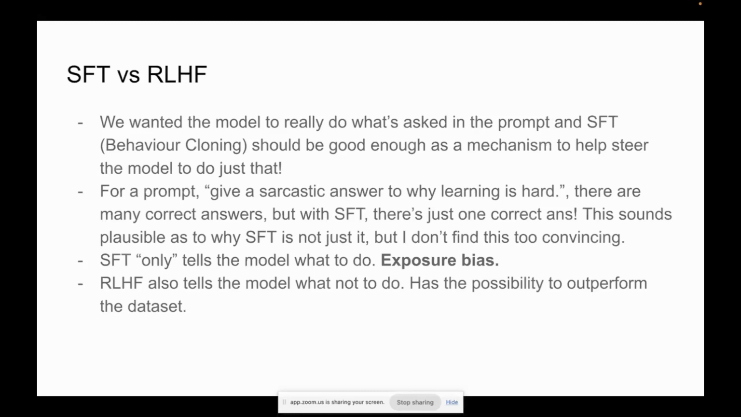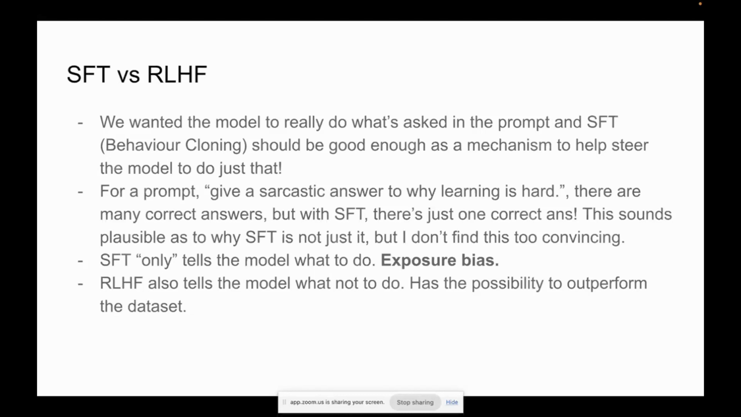But there could actually be many different answers to this one question or to this one prompt, which is not well addressed by SFT, right? So that is one plausible explanation as to why SFT is not the perfect thing over here. But not too convincing, right? Because SFT models actually have performed well in practice. We've seen it a lot, right? And then we come to the next point.